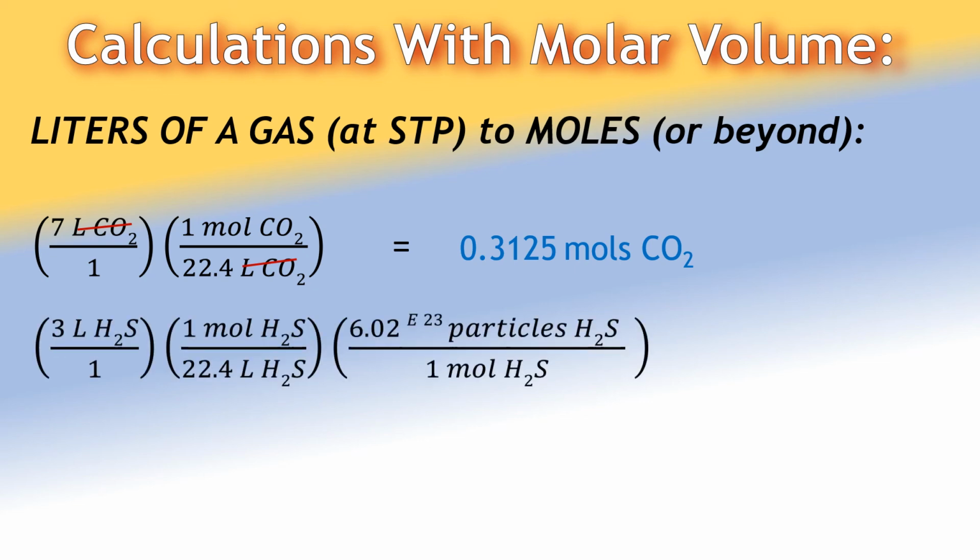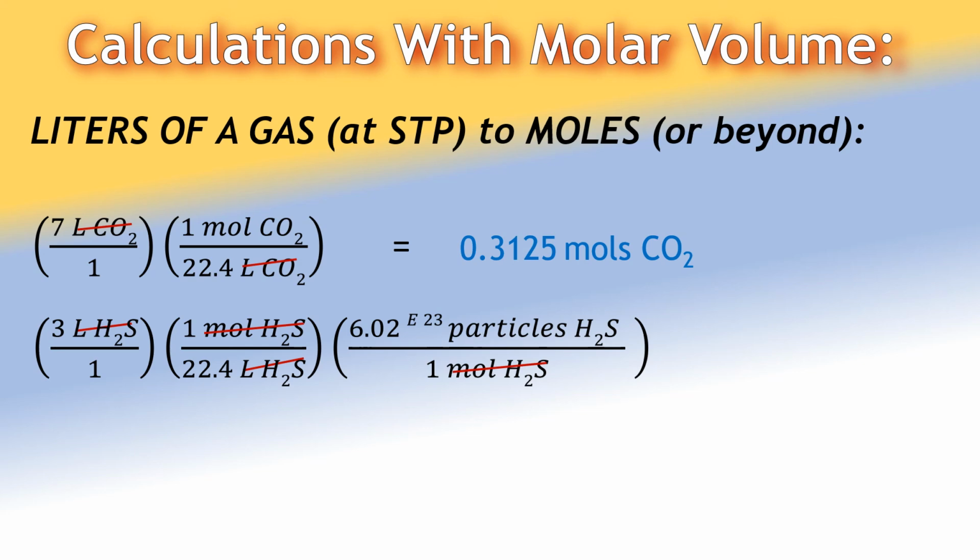Or we could extend it. We could go from liters all the way to the number of particles. Let's say that we have 3 liters of hydrogen sulfide gas. This is the awful smelling gas that comes out of rotten eggs. And again, if we're at STP, standard temperature and pressure, we can use a conversion factor that for every mole of a gas, you have 22.4 liters. So liters of hydrogen sulfide will cancel out.